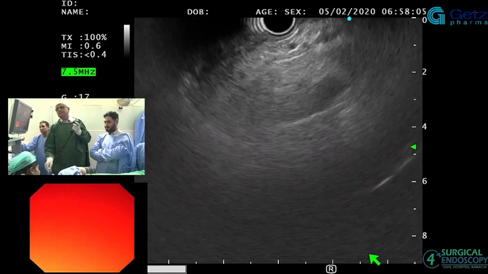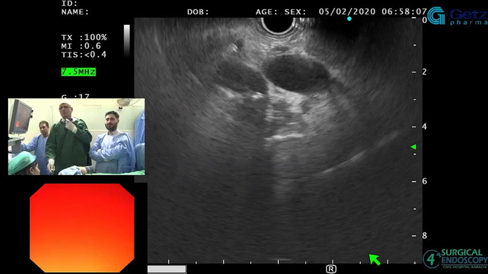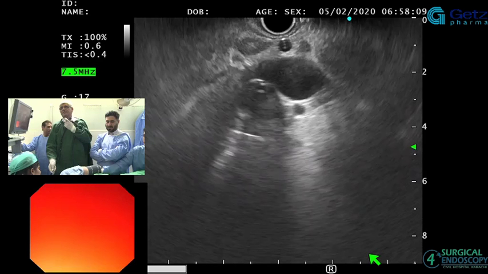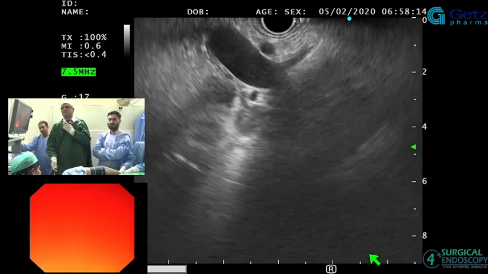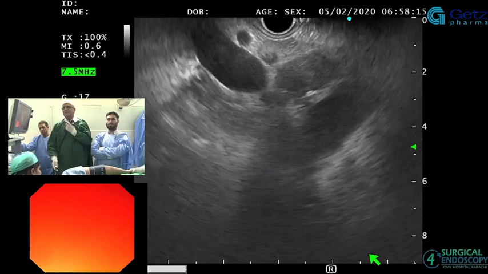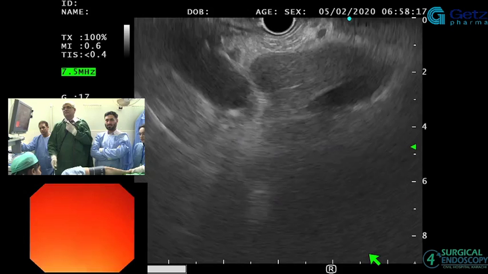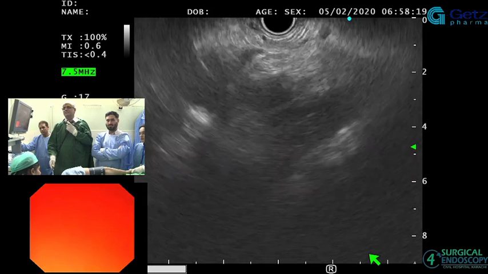Okay, we are now in the stomach and looking at everything. These lymph nodes are obviously ominous here. She's definitely got malignant tissues.